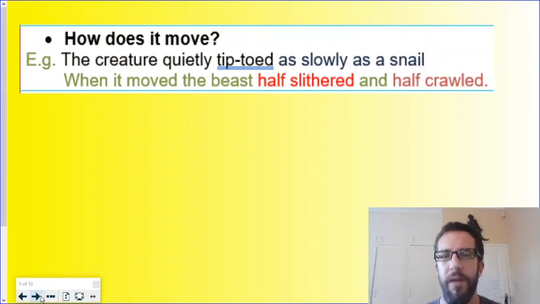How does it move? And again, be specific. The creature quietly tiptoed as slowly as a snail. And you can immediately think there, wow, this thing's really slow and it's really quiet because it's tiptoeing. Or your creature might do two different kinds of movements at the same time. So there's my second example there. When it moved, the beast half slithered and half crawled. So again, I'm being very specific when I write about how this thing moves.